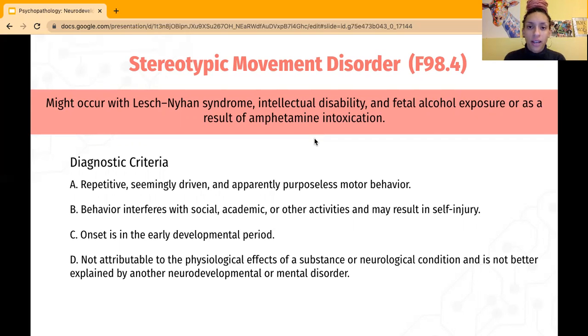And this disorder cannot be attributed to the physiological effects of a substance or a neurological condition, nor can it be better explained by another neurodevelopmental or mental disorder, such as trichotillomania or obsessive compulsive disorder.